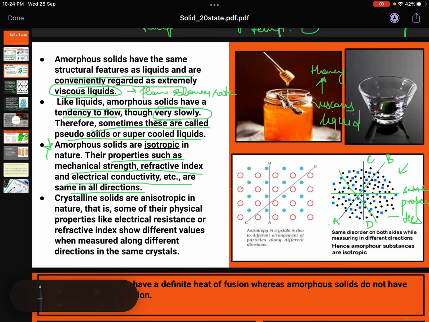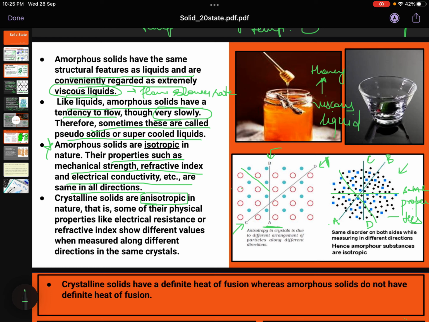in crystalline solids, anisotropy is the nature of the properties. Anisotropy means the properties in this direction, CD direction, will be different from the properties in AB direction. Why? Because in AB direction you can see the arrangement of particles is different than in CD. So the properties will be different in both the directions. Okay, I hope this point will be clear to you.